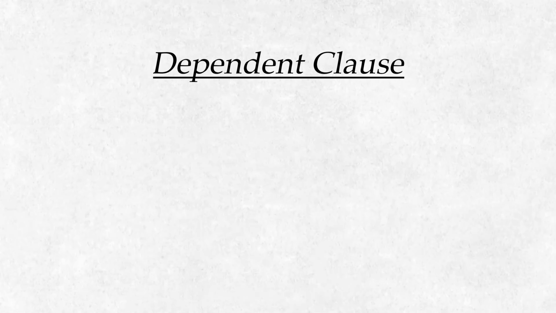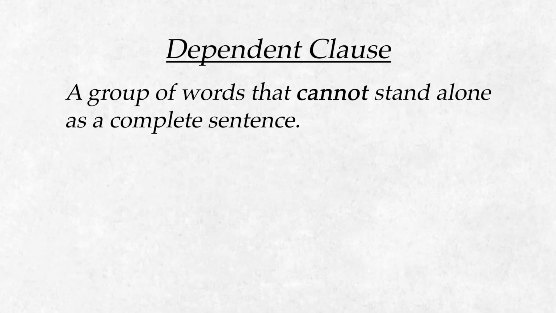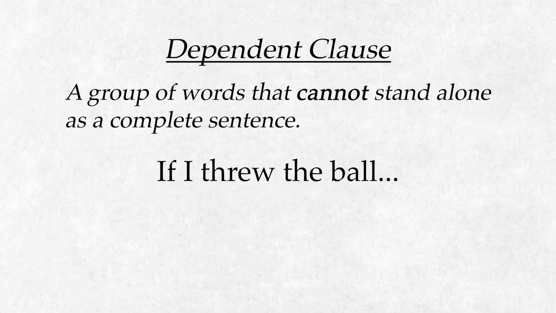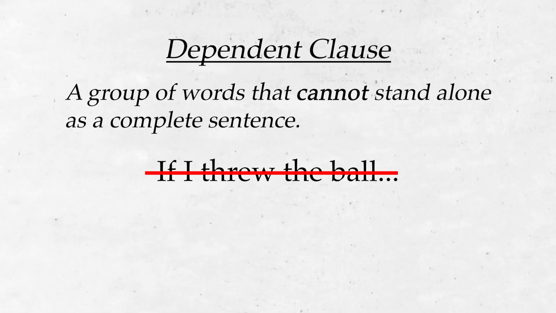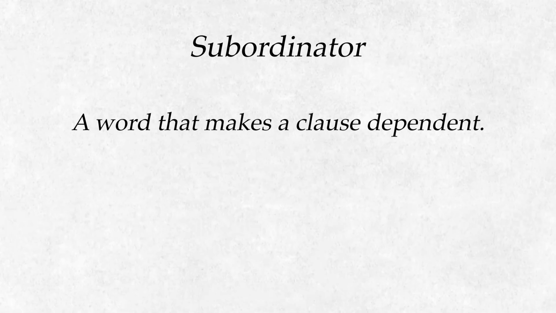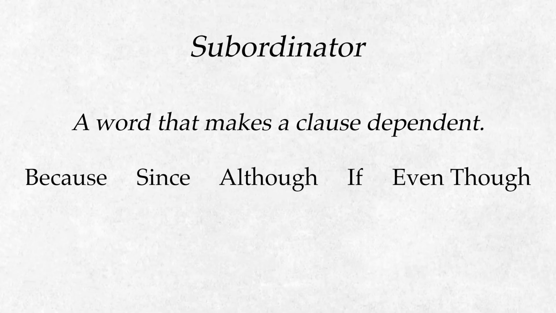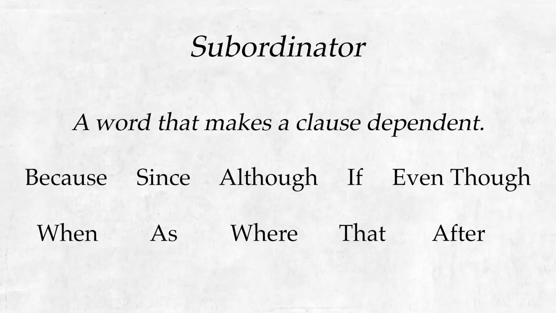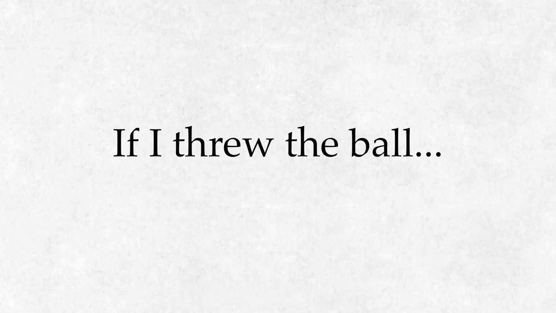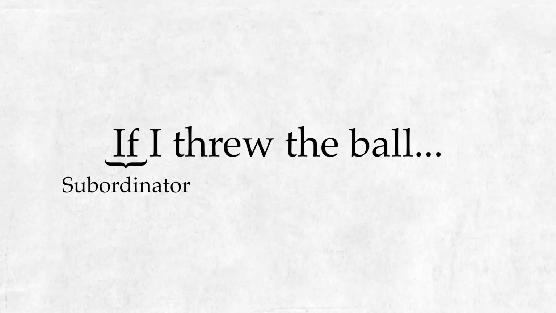A dependent clause is a group of words that cannot stand alone as a complete sentence. For example, if I threw the ball. This is not a complete sentence. Dependent clauses usually begin with a subordinator, a word that makes a clause dependent, like because, since, although, if, even though, and more. In this example, if is a subordinator that makes this a dependent clause.